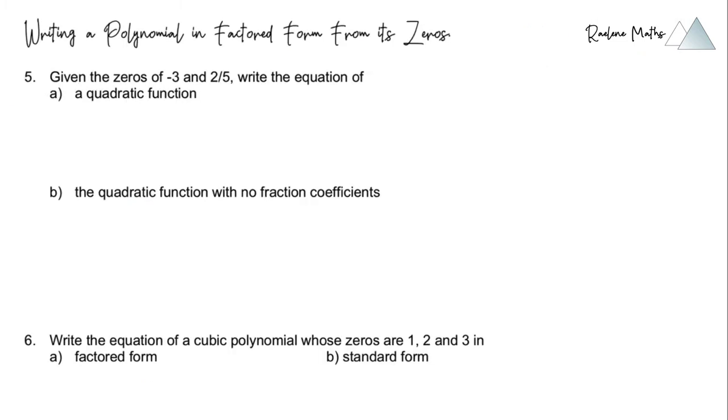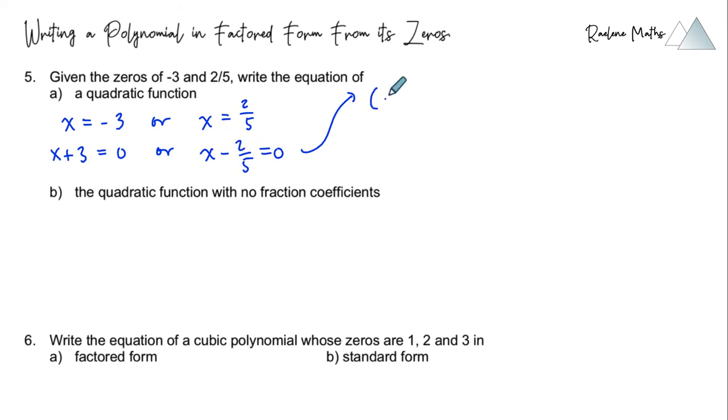So now we're going to work backwards. We're going to write the equation of a polynomial in factored form from its zeros. So if we have the zeros, we know that x equals negative 3 or x equals 2/5, and we're going to work backwards to say that x plus 3 equals 0 or x minus 2/5 equals 0. And from here, we're just working backwards from the zero product property to say that those two factors of x plus 3 and x minus 2/5 multiply together to be 0. So normally we start from here and we go in the reverse. We're just going in the opposite direction of normal.